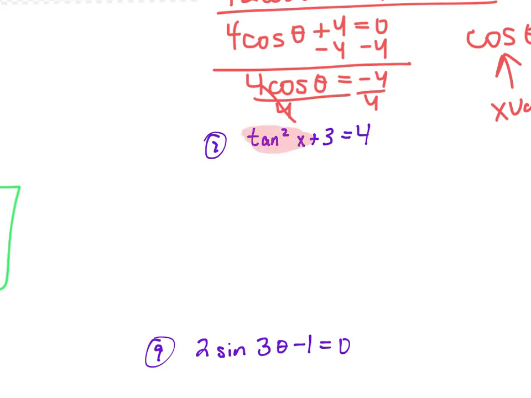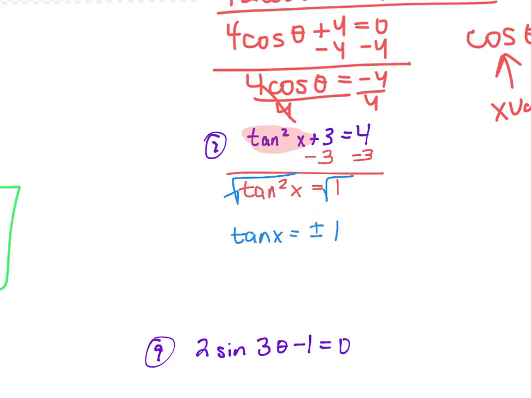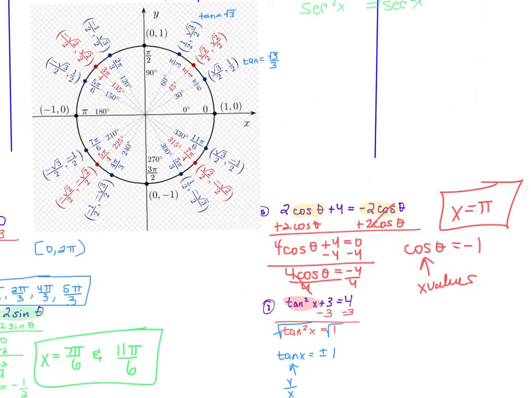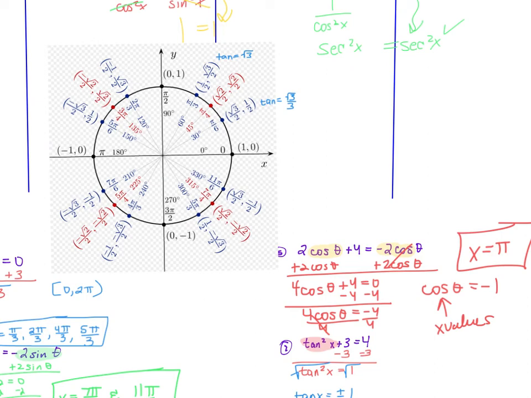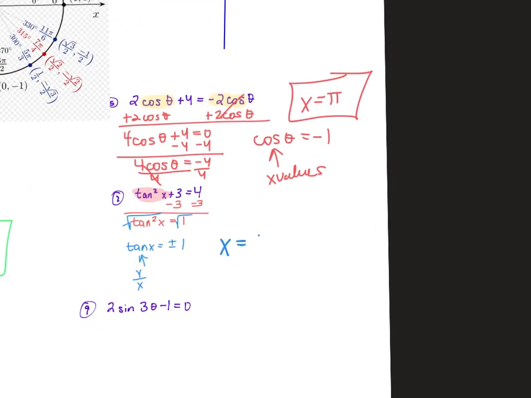Tangent squared x, I want to get that all by itself, so I'm going to subtract 3 from both sides. So I have tangent squared of x equals 4 minus 3 is 1. Take the square root, so I'm looking where the tangent of x is, square root of 1 is 1, so it's plus or minus 1. So I'm looking on the unit circle where my y over x values give me positive or negative 1. Well, that's going to be where everything is root 2 over 2, root 2 over 2. So it's pi over 4, 3 pi over 4, 5 pi over 4, 7 pi over 4. So x equals pi over 4, 3 pi over 4, 5 pi over 4, and 7 pi over 4.